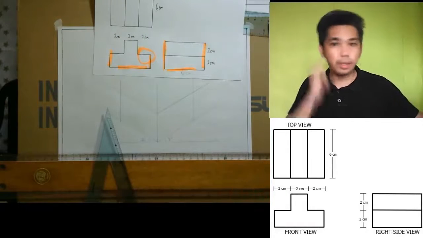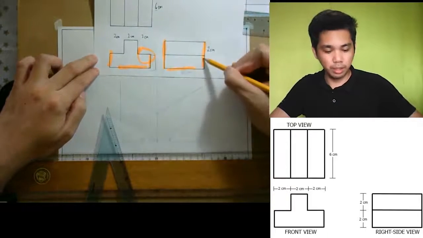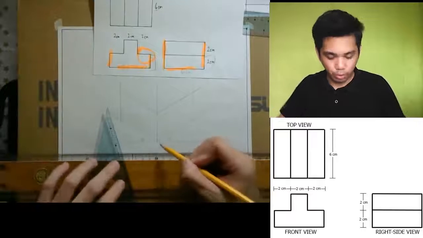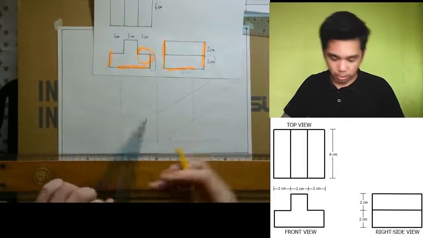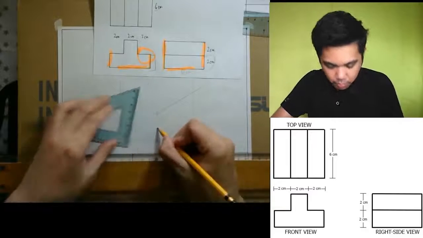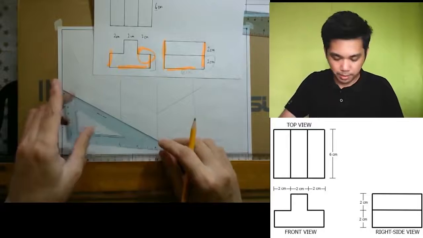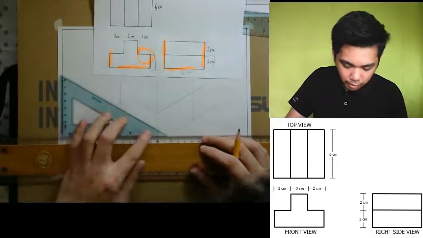How should we create it? We know that the height of this one is 2 centimeters. So from our apex, we will measure 2 centimeters. So there we go. Next, we are going to project lines. Another 30-degree line.